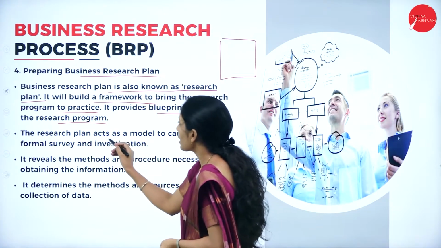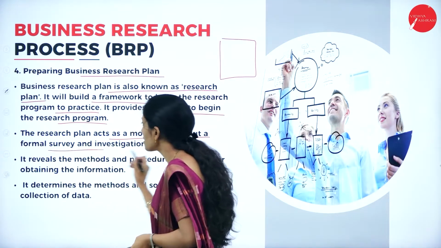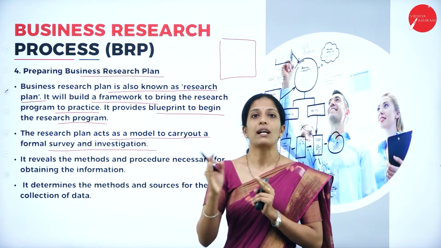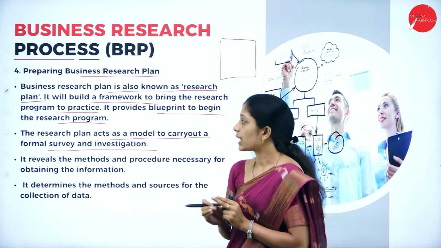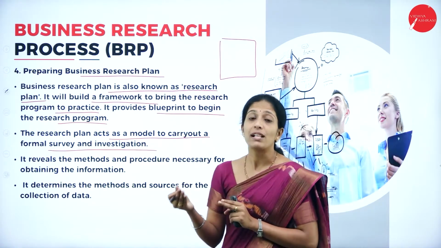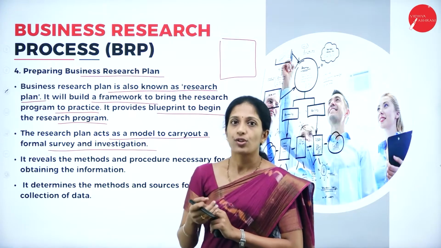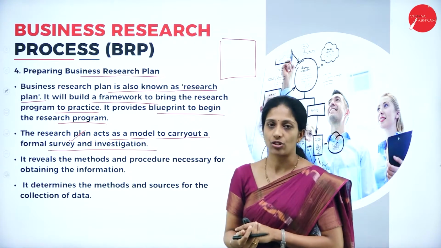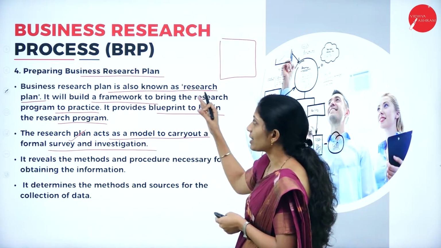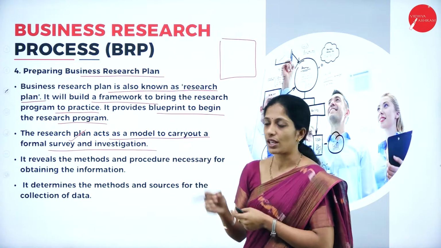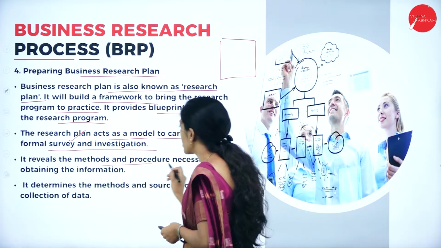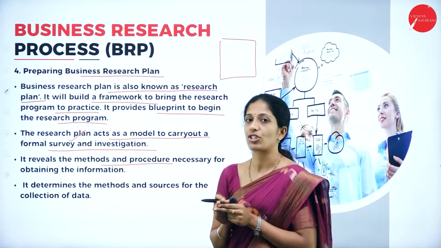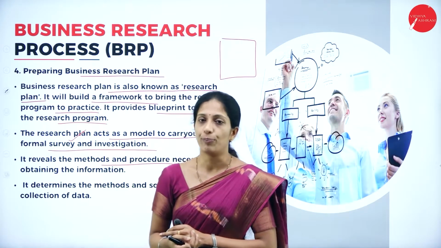The research plan acts as a model to carry out formal survey and investigation. So I plan in advance, follow that plan, and achieve my objective. Here it carries out formal survey as well as investigation. In order to collect the information, I have to go for survey as well as investigation. Correct? So this business research plan helps in doing so. It reveals some methods and procedures necessary for obtaining the information. So in order to collect the information, this acts as a framework or blueprint.